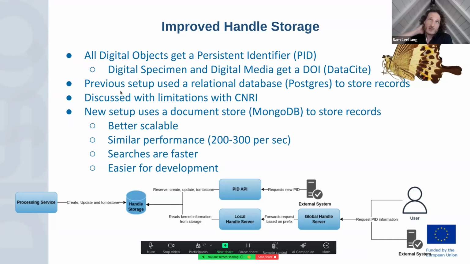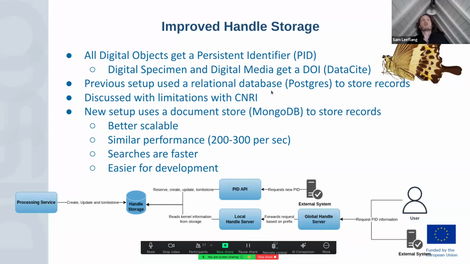In our previous setup, we used a relational database, a Postgres database, to store these records. So on the bottom, you see a bit of the flow. We have a processing service. So let's say we get a digital specimen in, then we'll create, update, or create a new handle in our handle storage, and this handle storage will be exposed to the PID API, but also to a local handle server and the global handle server. And especially the limitations in the local handle server were the reason why we opted for a relational database.